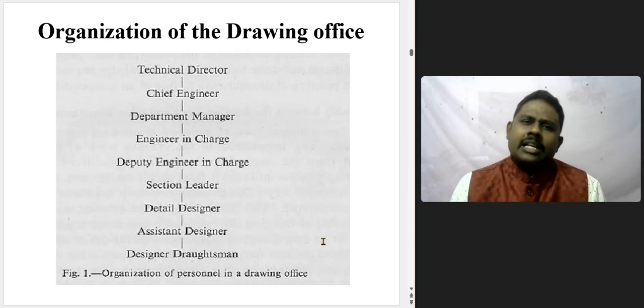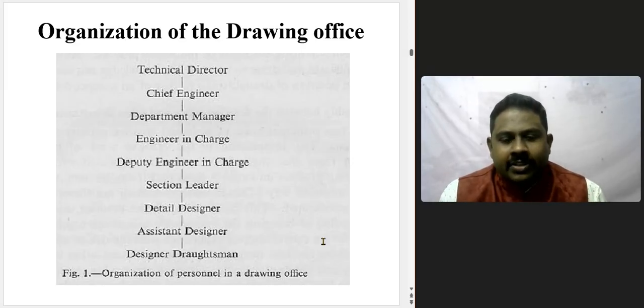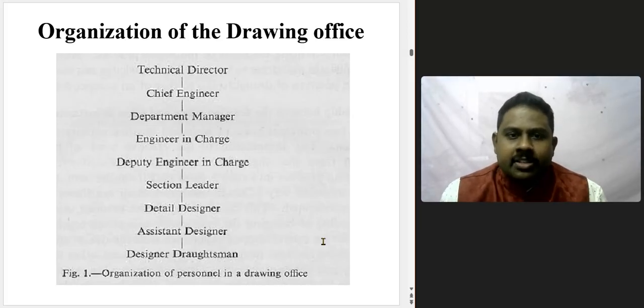Next, organization of the drawing office. Why are we speaking about the drawing? Because drawing is very important for us. For example, it starts from the top. It starts from a technical director. The technical director is the one who has the entire responsibility for the drawing, and it will come to the next level, the chief engineer, then the department manager.